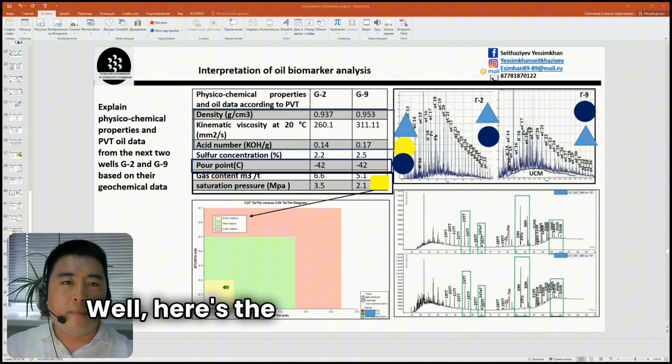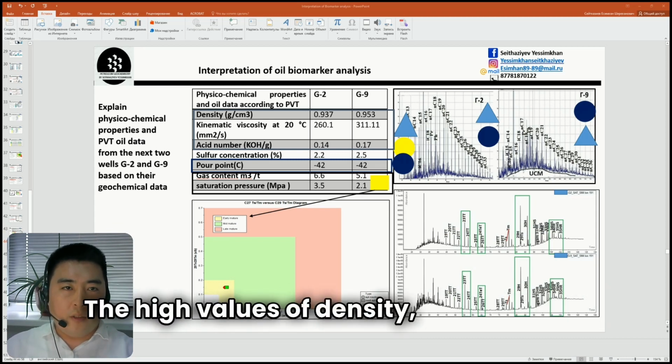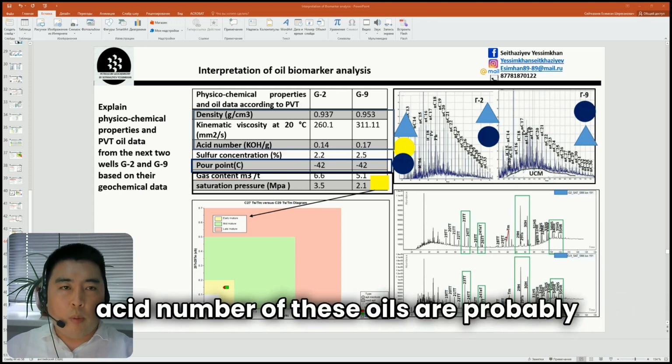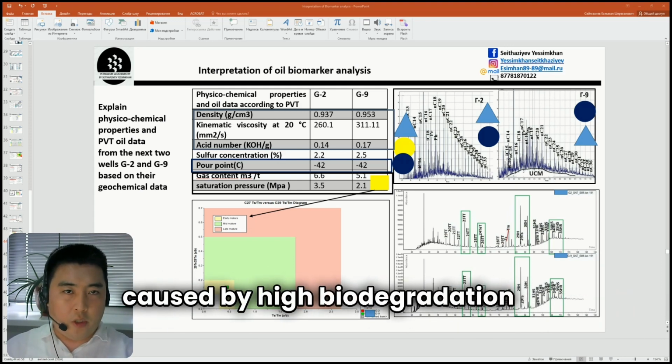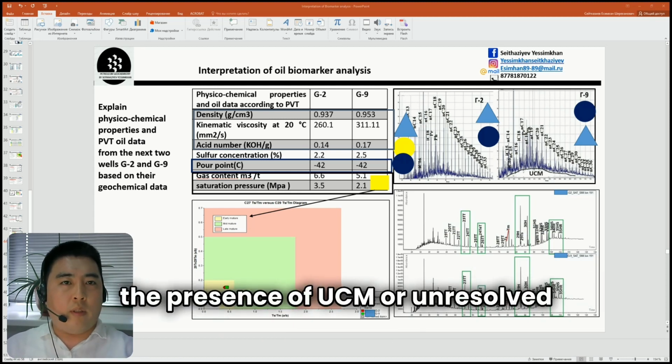Well, here are the answers to this exercise. The high values of density, viscosity, and acid number of these oils are probably caused by high biodegradation, as indicated by the presence of UCM, unresolved complex mixture.